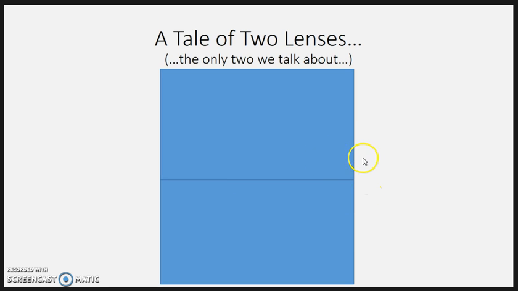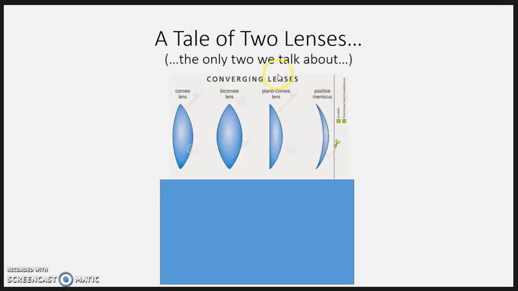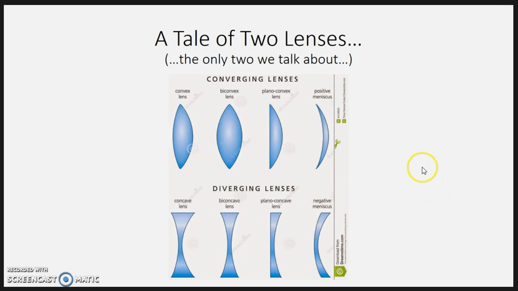What we have is what I like to call a tale of two lenses. Essentially, we're only going to be talking about two of these, but there are multiple lenses that we could talk about. There are converging lenses, which will force the rays of an object, once they pass through the lens, to converge upon an unspecified point up till now. And there are diverging lenses, which, as you can see, come in a couple different shapes.